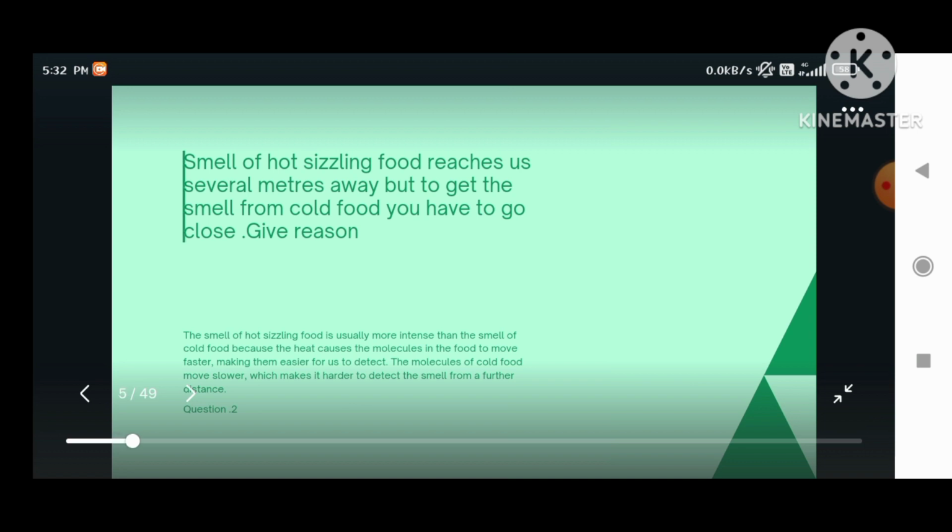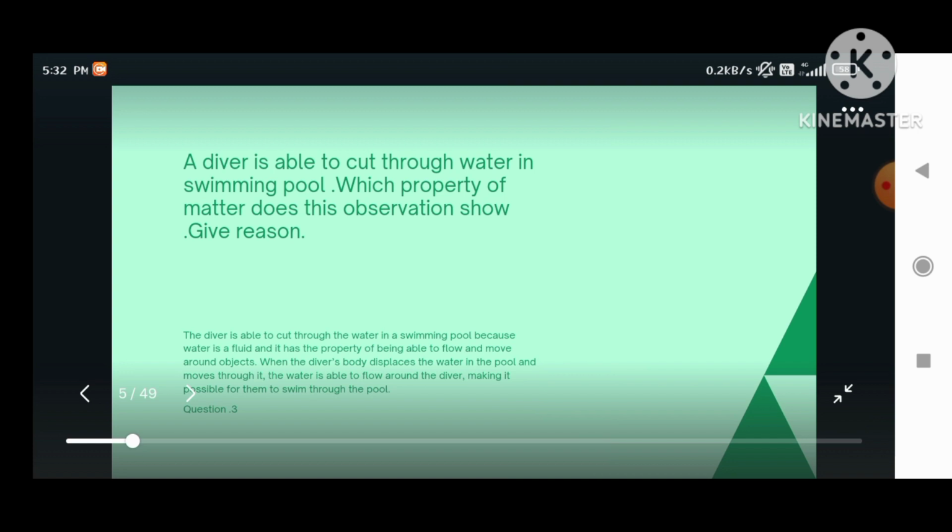Question number 2. A diver is able to cut through water in a swimming pool. Which property of matter do these observations show? Give reason for that. The diver is able to cut through the water in the swimming pool because water is a fluid and it has the property of being able to flow and move around objects. When the diver's body displaces the water in the pool and moves through it, the water is able to flow around the diver, making it possible for them to swim through the pool. Let's now move to question number 3.